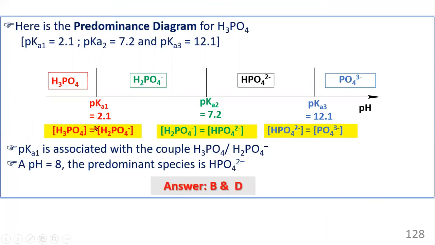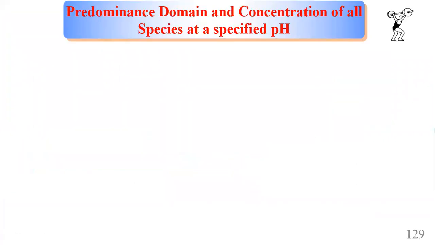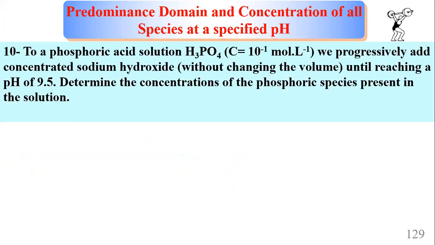Now, of course, you all know that at pKa1, we have equal concentrations of H3PO4 and H2PO4-. I just want to make that clear for the next question. So at pKa2, we have equal concentrations of this species and that one, and at pKa3 of this species and that. Now, if you're asked to calculate the concentration of all the species at a particular specified pH, that's when you really need a more detailed predominance diagram.